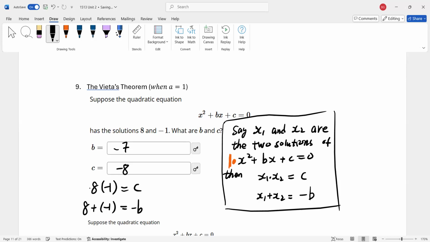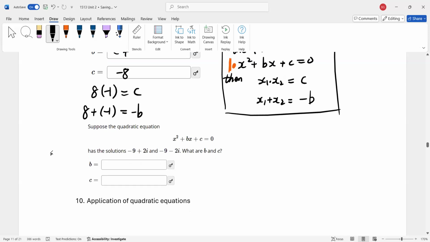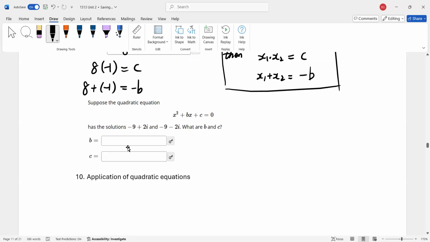Do you see that? Response? Yes, I understand. Okay, very good. A lot of things take memory. You do have to memorize a lot. Let's do this one the last, okay?